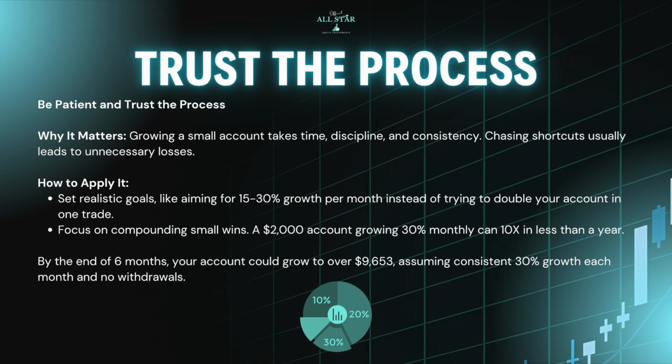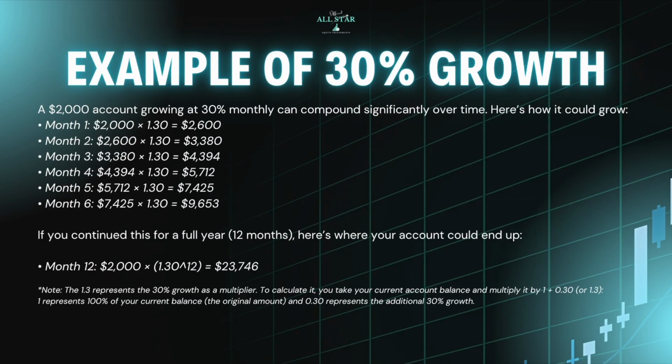So to further illustrate this example, I wanted to provide a breakdown of what this would look like with the power of compounding and growing a 2K account at a 30% monthly rate. So analyzing the example on the screen, if you start with that capital investment of $2,000 and you multiply that, at the end of the first month, you would have $2,600. At the end of month 3, you would have just a little over $4,000. And then at the end of month 6, you would have just a little over $9,500.